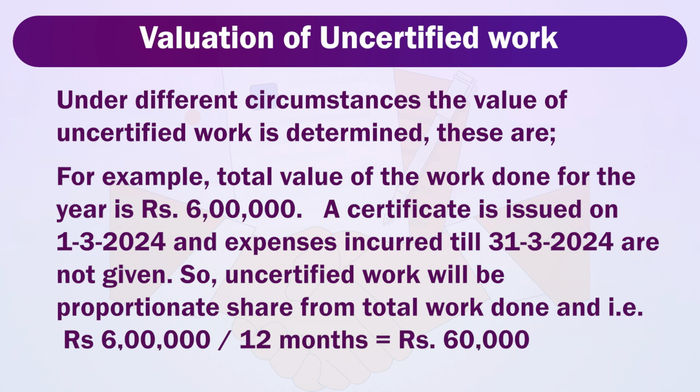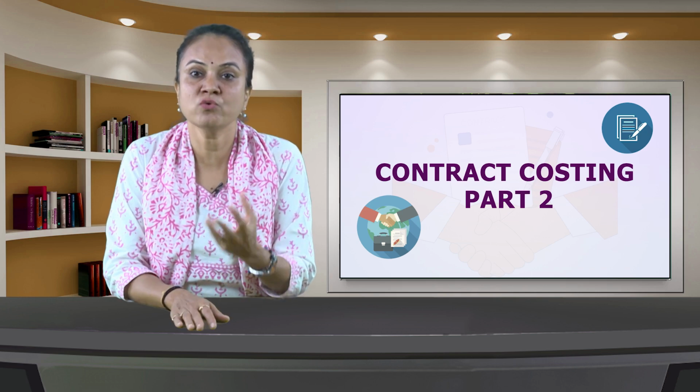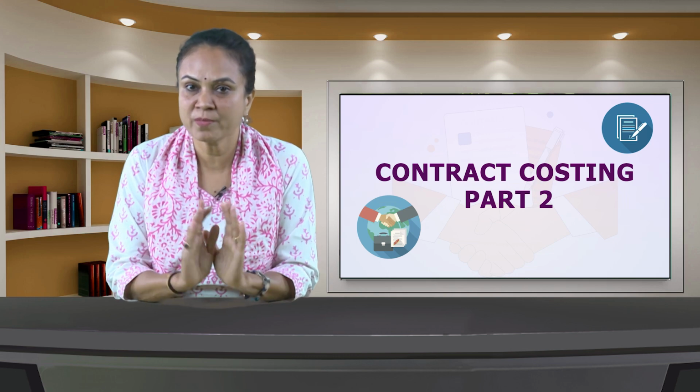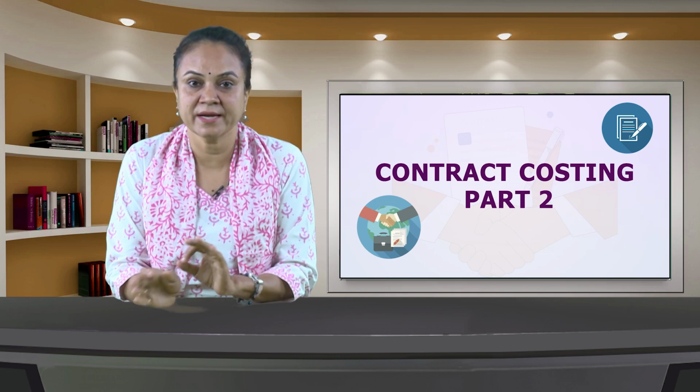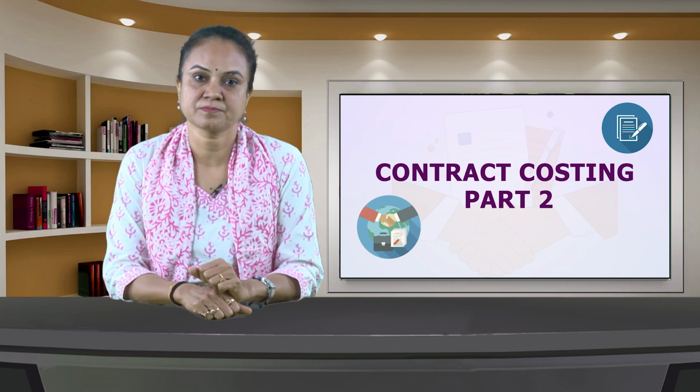So, uncertified work will be the proportionate share from the total work done, and it is rupees 6 lakh divided by 12 months, which is equal to rupees 60,000. It is divided by 12 because the value of one month, that is the month of March, is not given, with the assumption that work is done evenly throughout the year.